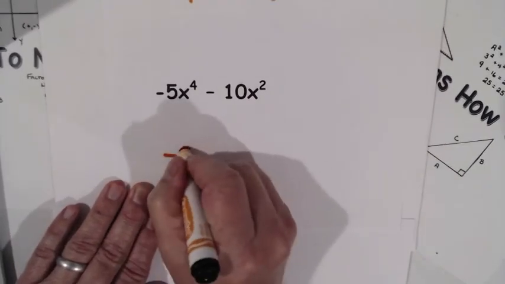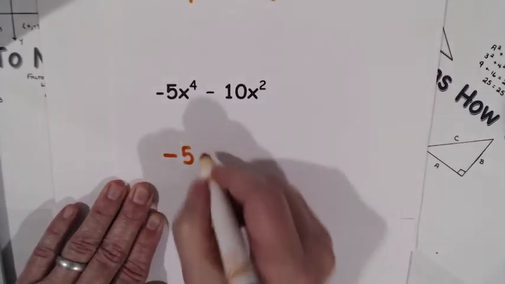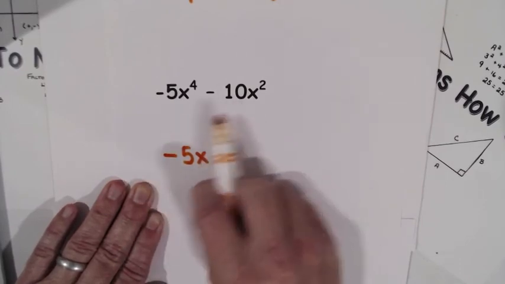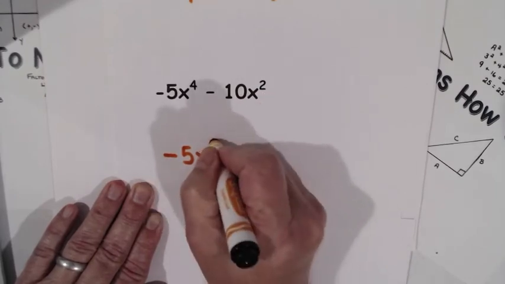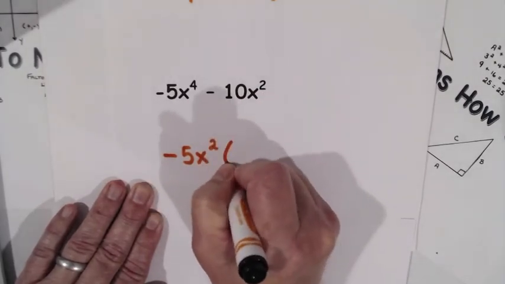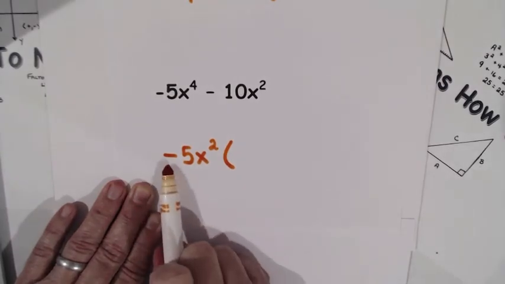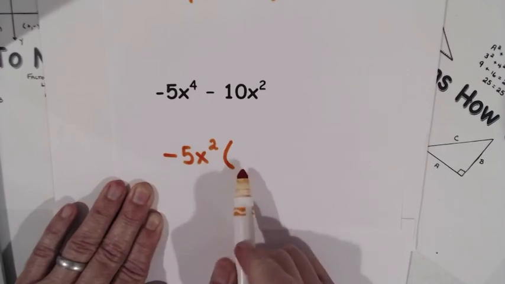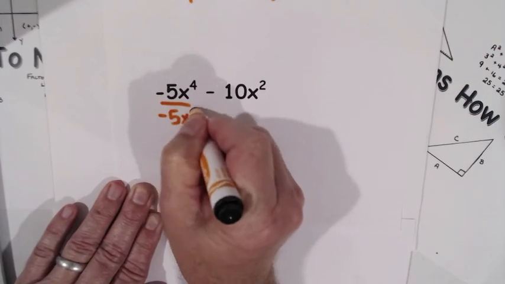I put a 5 on the outside because 5 is the biggest number that will go into both of those. I put an x on the outside, and I see how many x's I can put on the outside. The maximum I can pull out of each one of these is 2. X squared goes on the outside, and I make my open set of parentheses. So my greatest common factor is negative 5x squared. How do I get what goes inside the parentheses? I divide each one of these terms by 5x squared.